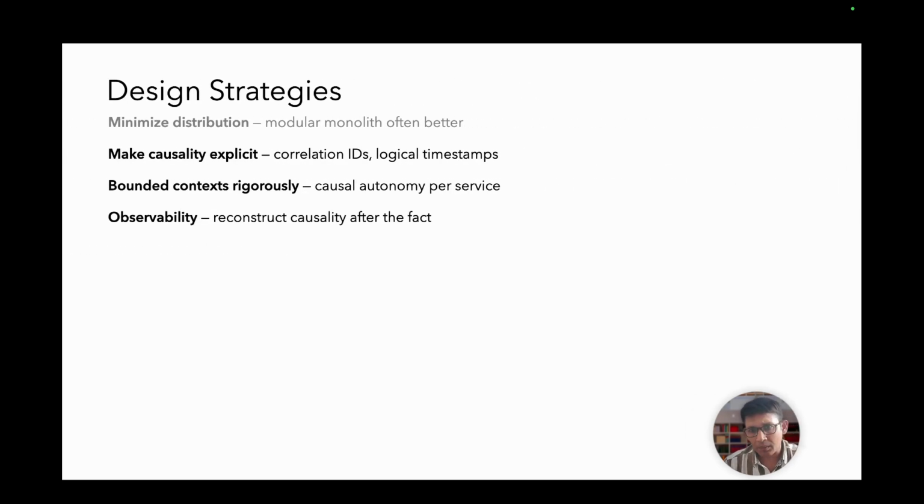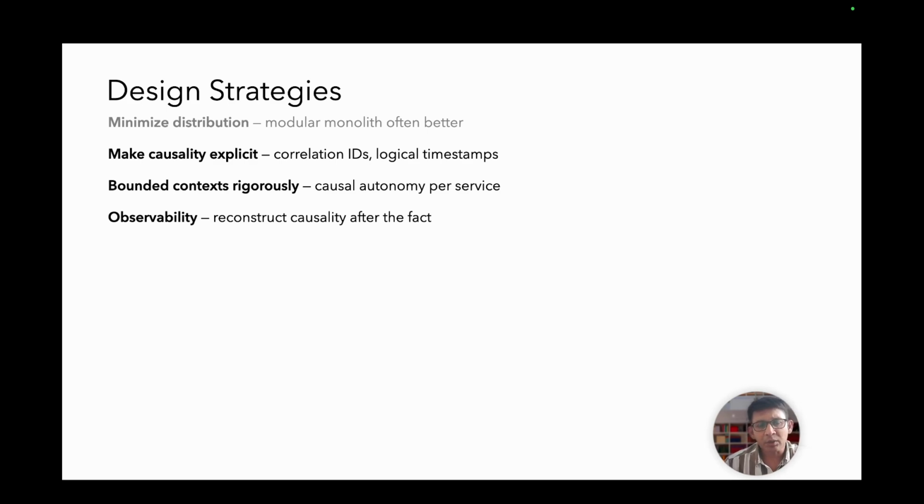Now, what do we do about it? The first thing is to minimize distribution. Don't use microservices for causal isolation when a modular monolith would work. Distribution should be the last resort, not the first choice. When you must distribute, make causality explicit in your protocols. Use correlation IDs, use causal ordering mechanisms like vector clocks or logical timestamps, and build your system so the causal chain can be reconstructed. Use bounded context rigorously.